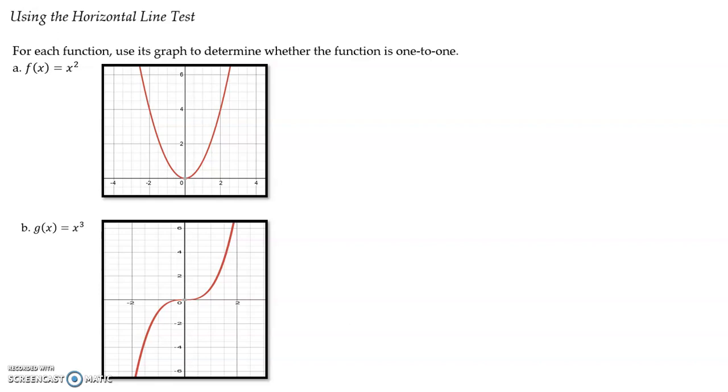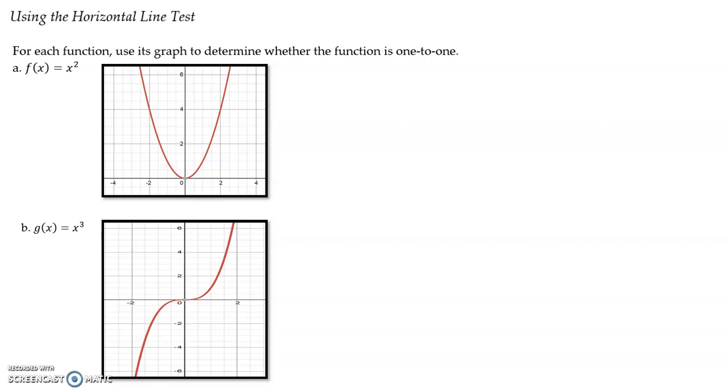Let's take a look at using the horizontal line test. Remember when we first started, we were talking about using the vertical line test to determine if one of our graphs was a function, right? And you want that vertical line to only hit your graph in one spot, and in that case, it would be a function. If it hits in two or more, or not at all, then not a function. Okay, so same idea when we're using the horizontal line test.